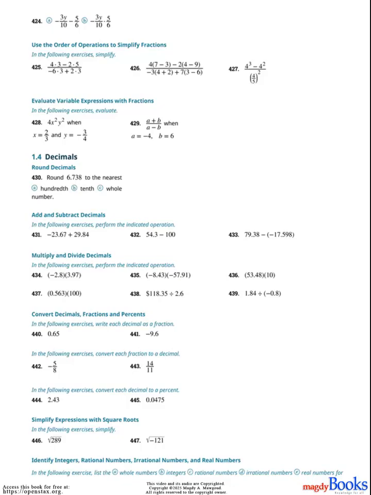436. (53.48) multiplied by (10). 437. (0.563) multiplied by (100). 438. $118.35 divided by 2.6. 439. 1.84 divided by (−0.8).